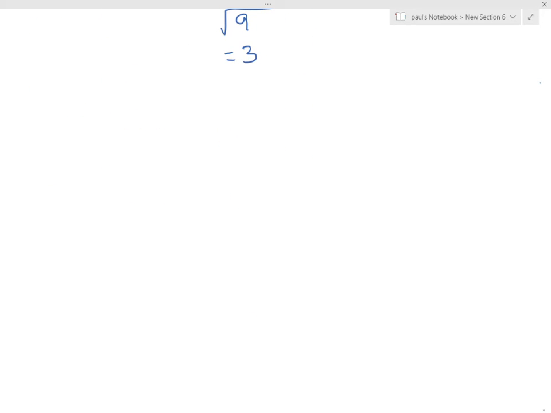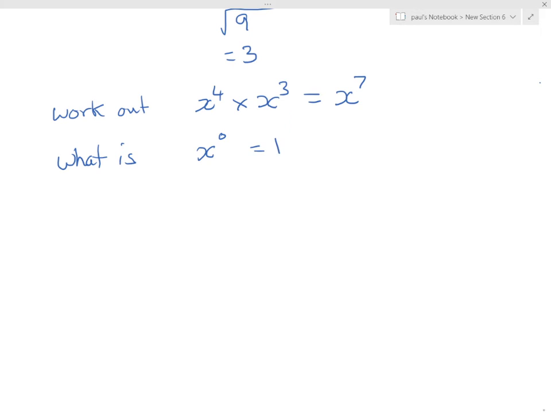Right, so then we had, work out x to the 4 times x to the 3. This is all to do with indices. Just to remind you, simple, simple, simple. When you multiply indices, you add the indexes, so that becomes x to the 7. And a reminder of what is x to the 0. Anything to the 0 is always 1. Then we had week 5.